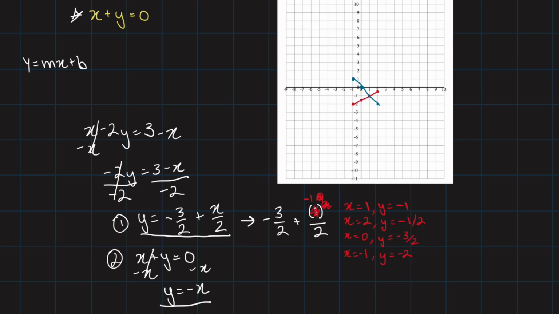And we can very obviously see where both of these intersect. And it's right there. When x is equal to 1 and y is equal to negative 1. And that is our solution. So the solution of this system of equations is 1, negative 1. When x is 1 and y is negative 1, that is where the two equations intersect, and that is our solution.